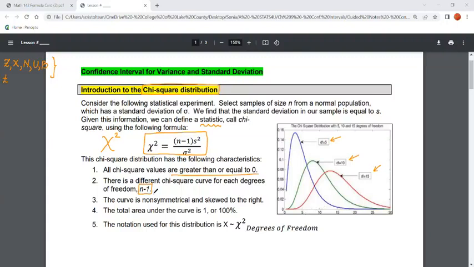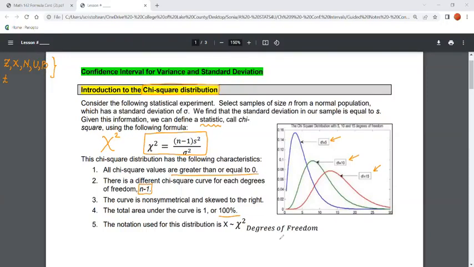Degrees of freedom formula is n minus 1. The curve is non-symmetrical and skewed to the right. We can see this. The total area is 100%. And the notation used for this distribution is chi-squared, and then as a subscript, we should put the degrees of freedom. The first thing that we will do, we will identify critical values.